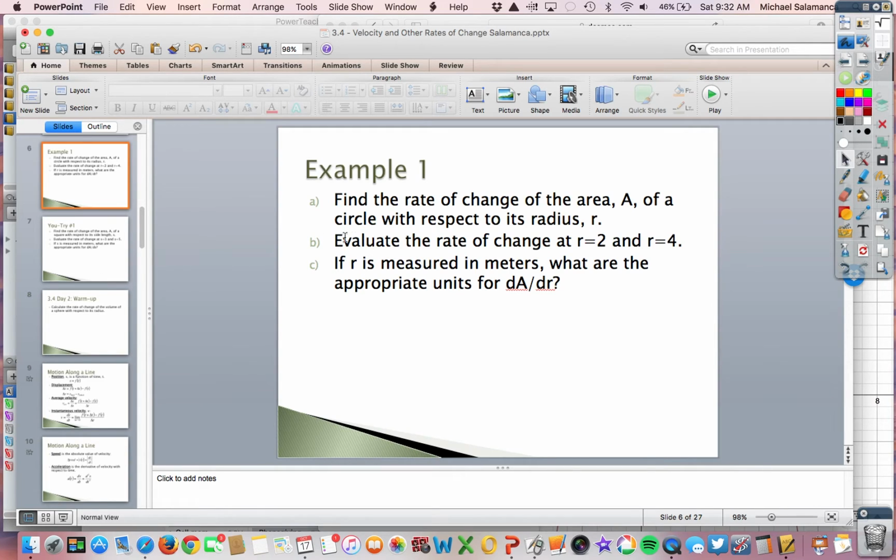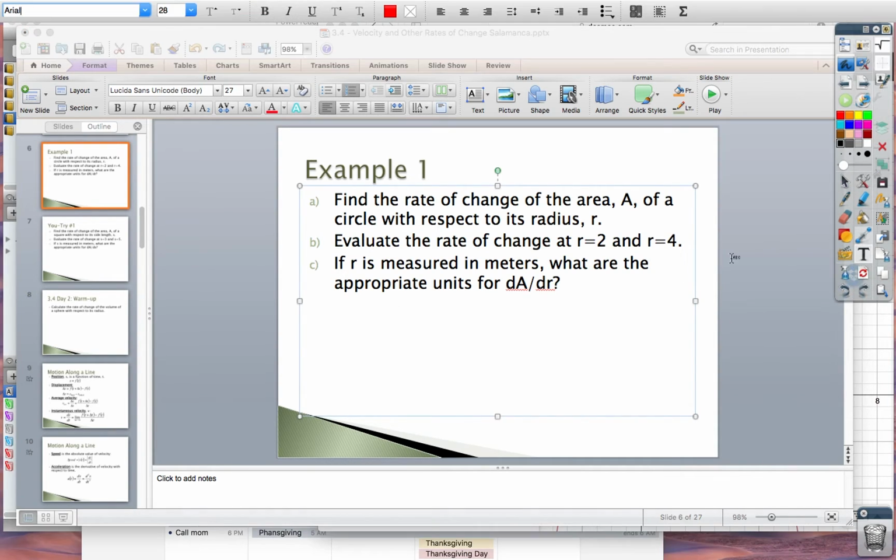So, example 1, find the rate of change of the area A of a circle with respect to its radius r. When we see problems like this, we always want to start off with the formula. So A equals pi times r squared. That's the formula for the area of a circle. Now it's asking us for the rate of change. As soon as you see rate of change, you want to find the derivative, which means A prime is equal to 2 pi times r. And so now we found the rate of change for the area of a circle.